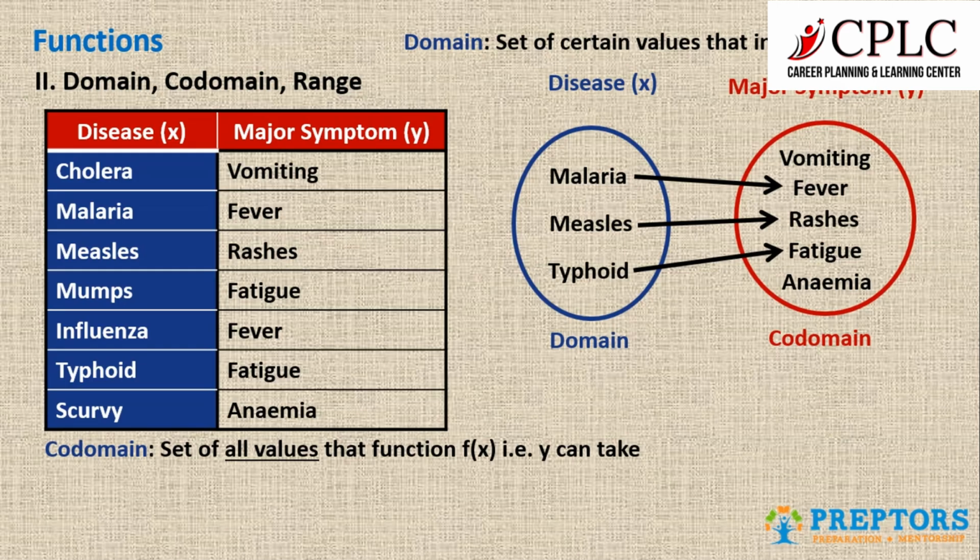So codomain is going to be all five values of output that you can see in the red circle, but range is the three values of the codomain, which are the specific ones: the fever, the rashes, and the fatigue.